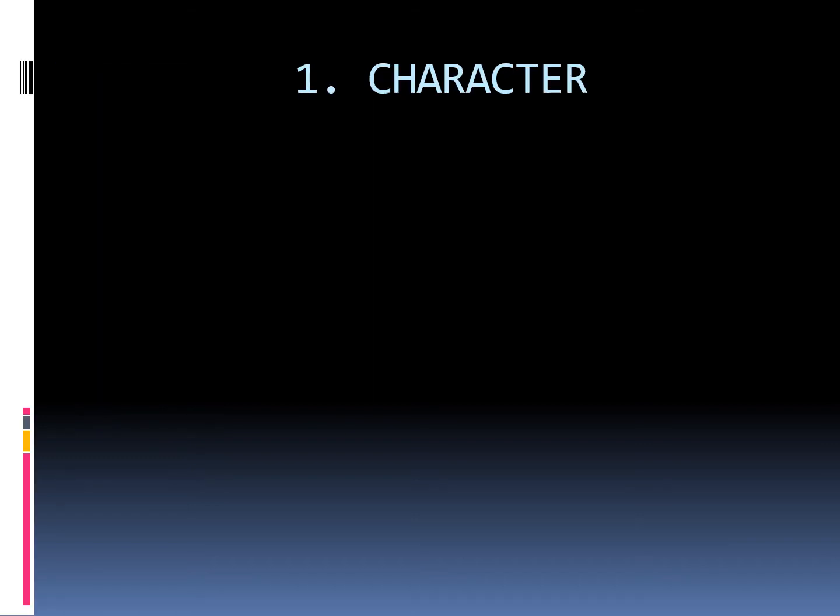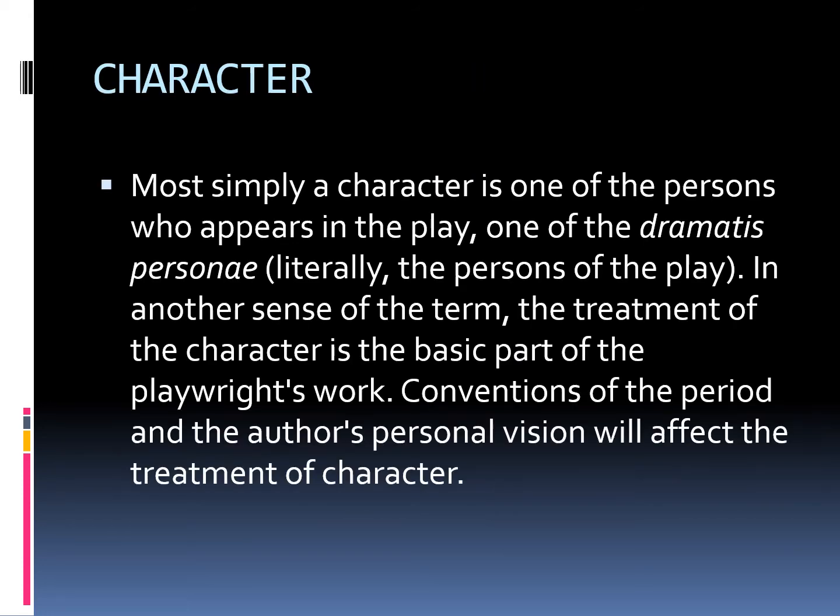First, we will discuss character. Most simply, a character is one of the persons who appears in a play, one of the dramatis personae, or literally, the persons of a play. In another sense of the term, the treatment of the character is the basic part of the playwright's work. Conventions of the period and the author's personal vision will affect the treatment of character.